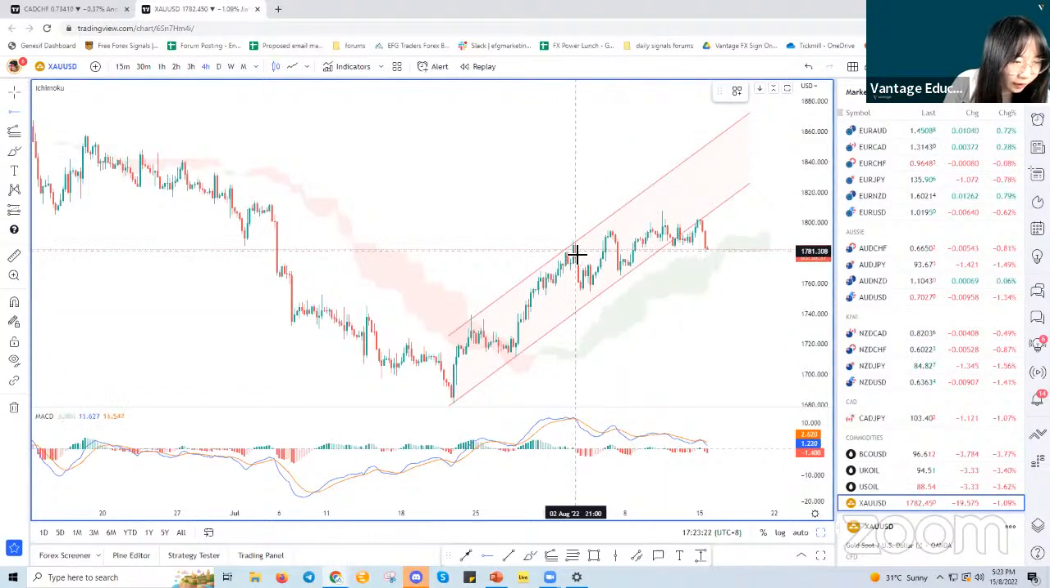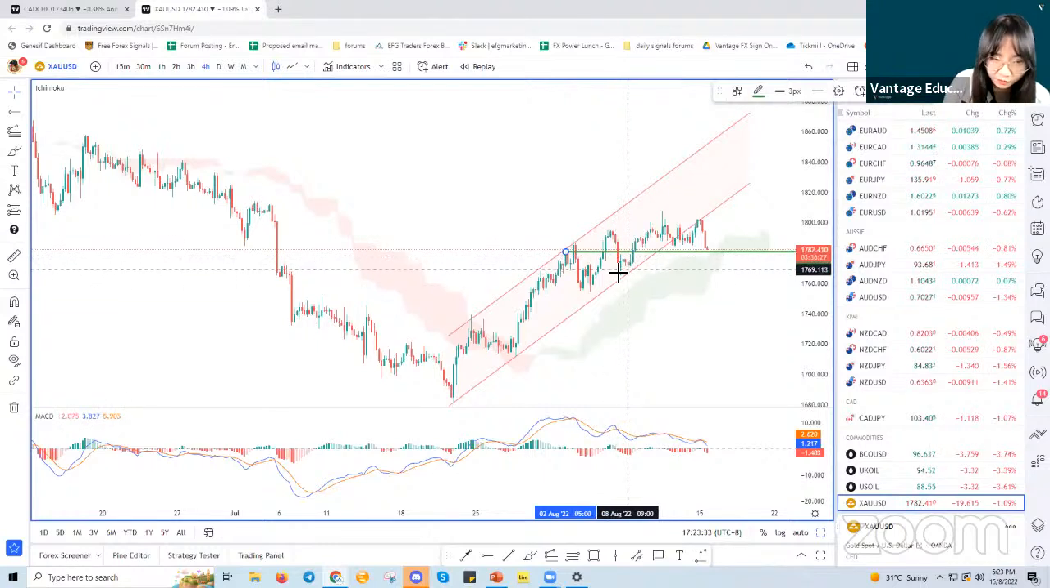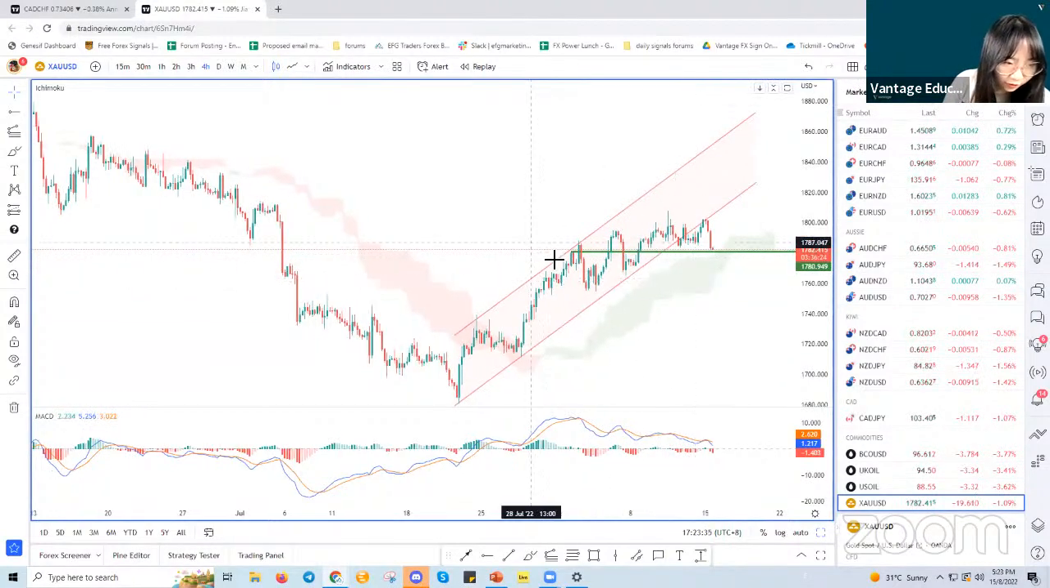Okay, I think the price is touching at this arrow. So I like to see if you want to enter here, now may be a good time to enter. So I like to put the sell entry here. Okay, so we expect the price may go down in the future.